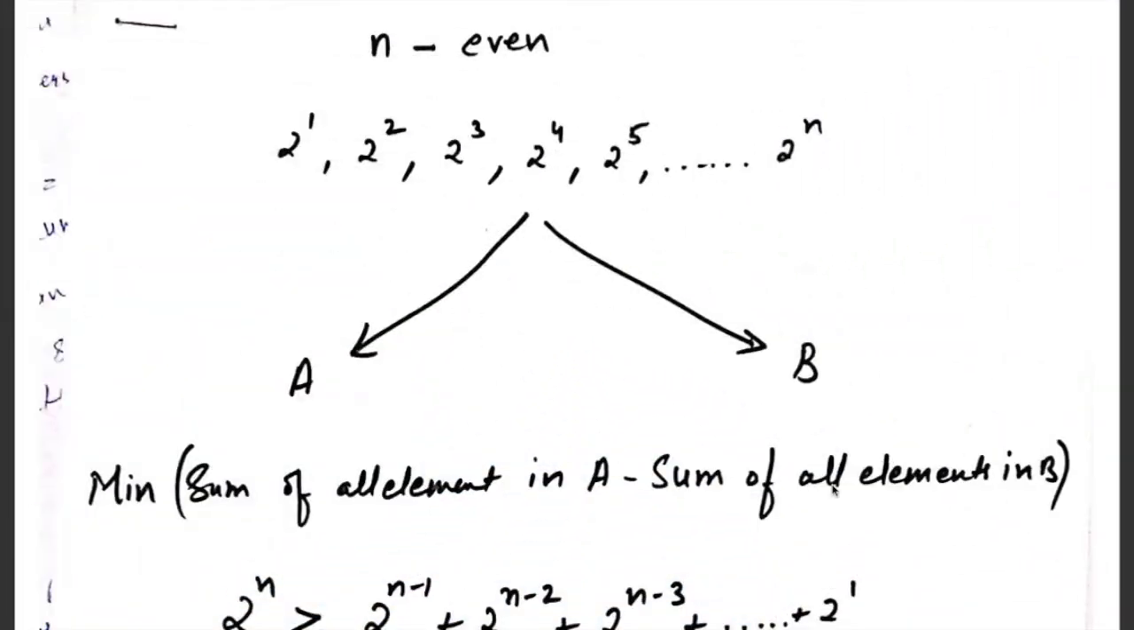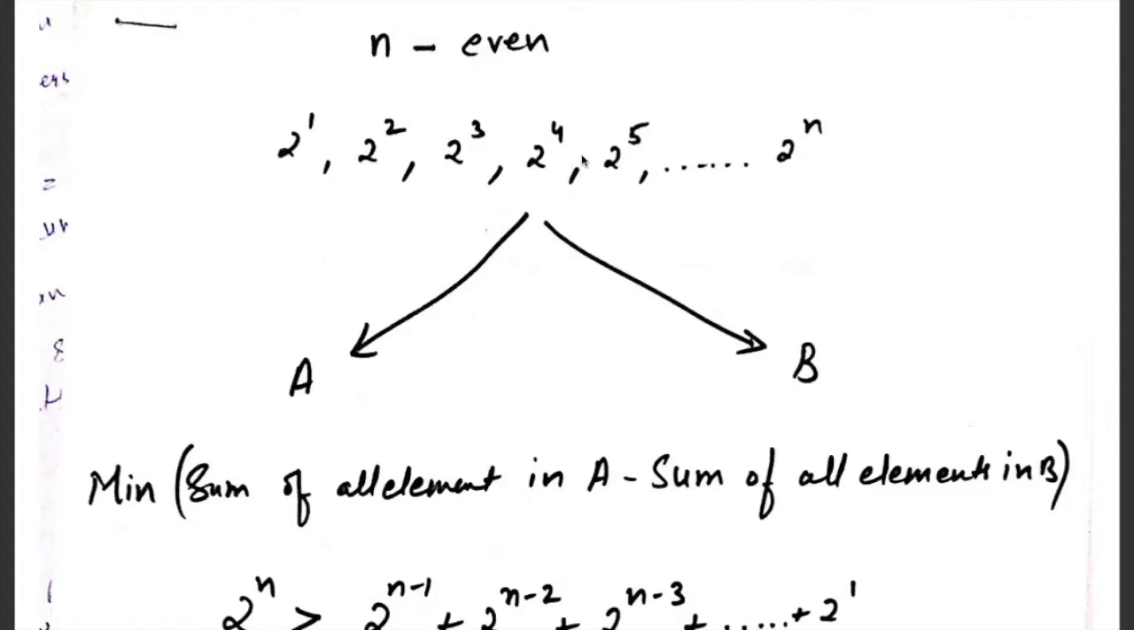In this question, you will be given a number n which is always even, and this n represents the length of a sequence made up of powers of 2. That means the first number is 2 to the power 1, the second number is 2 to the power 2, up to 2 to the power n. You have to divide these terms into two equal halves.